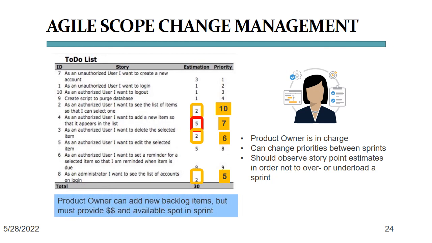The point is that this is between the product owner and the product team. And yes, as I said before, the product owner can add new backlog items, but again, then she must provide the available funding and an available spot in the sprint in which she wants to allocate any new product items.